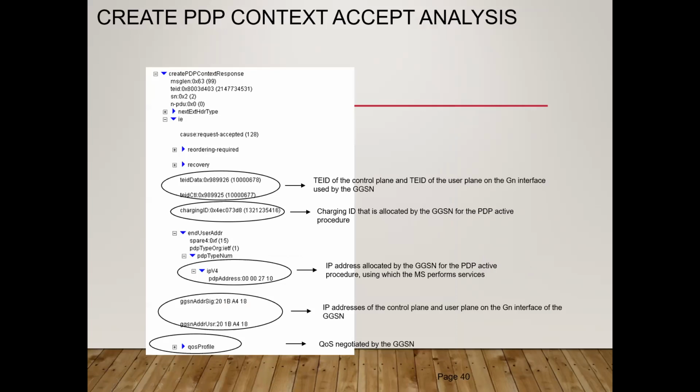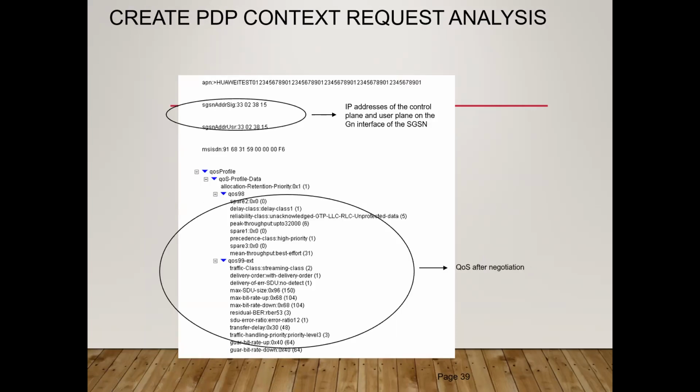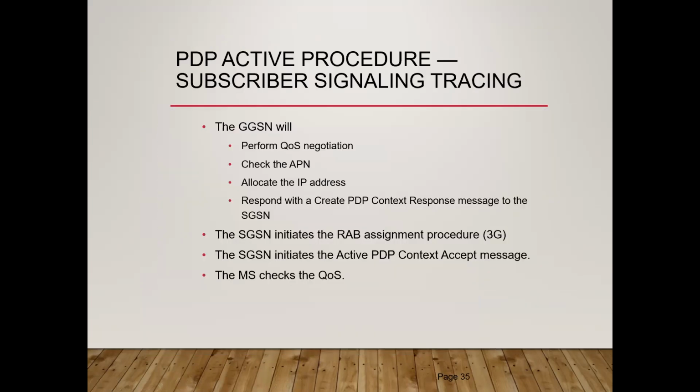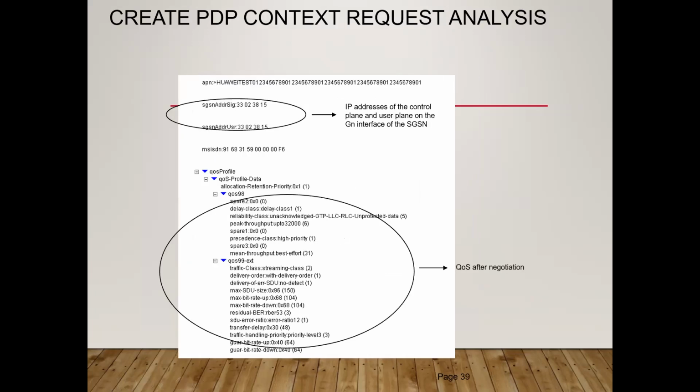So what the GGSN does is translate the APN into an IP address. It will check this quality of service information and match it with what it has. Then it will authenticate the user. All that we will cover in the GGSN process. Like we mentioned here, what the GGSN does: quality of service, check the APN, allocate IP. Once that is done and it agrees, it will send a create PDP context response.